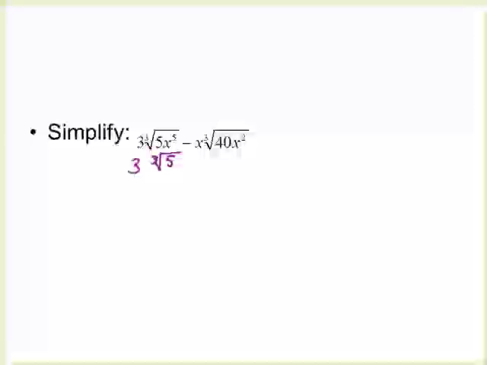The 3 goes into 5. Remember, we can take the power divided by the root. 3 goes into 5. How many times evenly? 1 time evenly. So 1 x comes out. How many are left over? 2.